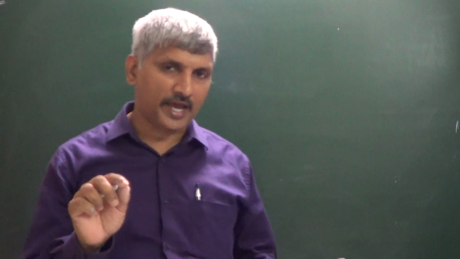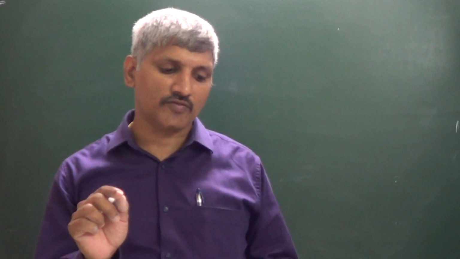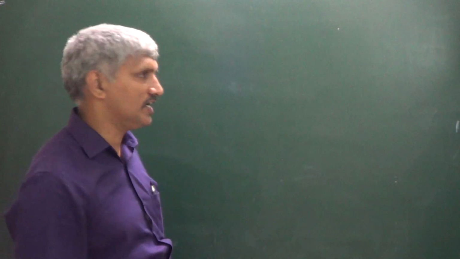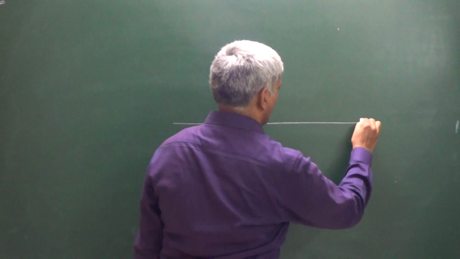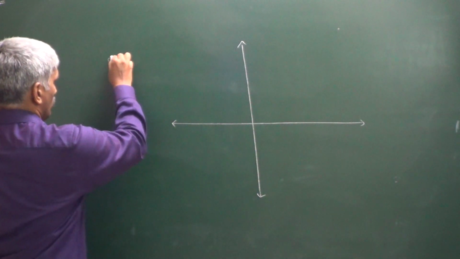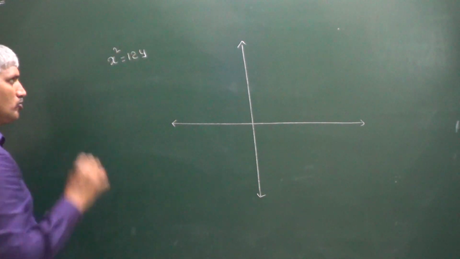So the next question is given. Find the area of a triangle formed by lines joining the vertex of the parabola x square equals 12y to the ends of its latus rectum. So the parabola equation is given as x square equals 12y. How to draw? You have to know.